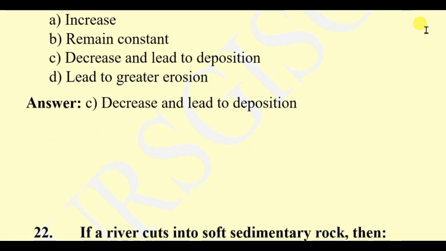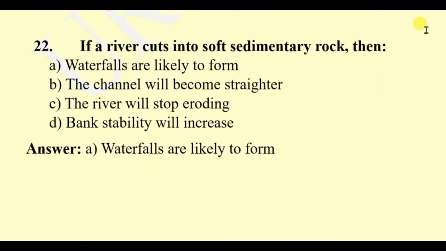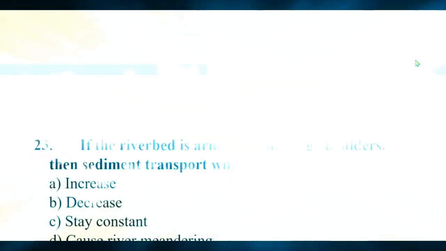Question 22. If a river cuts its soft sedimentary rock, then waterfalls are likely to form, the channel will become straighter, the river will stop eroding, bank stability will increase. Waterfalls are likely to form if this is in a mountainous or plateau area, not in the plain area.